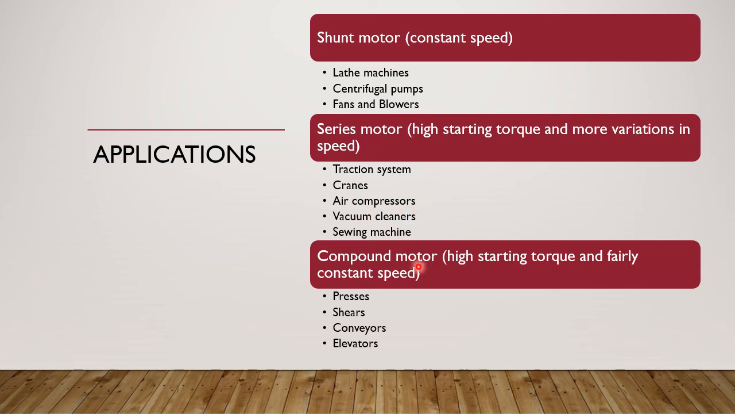And coming to the compound motor, this combines the features of the shunt motor as well as the series motor. So it has high starting torque as well as fairly constant speed. So the compound motor is used for applications which require high starting torque and fairly constant speed, such as presses, shears, conveyors and elevators. That's all about the DC motors.